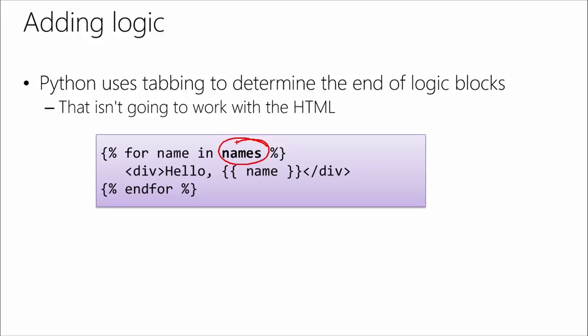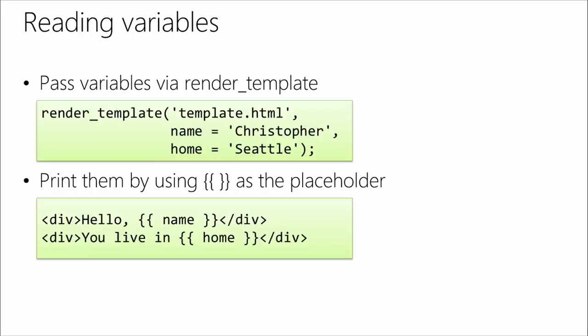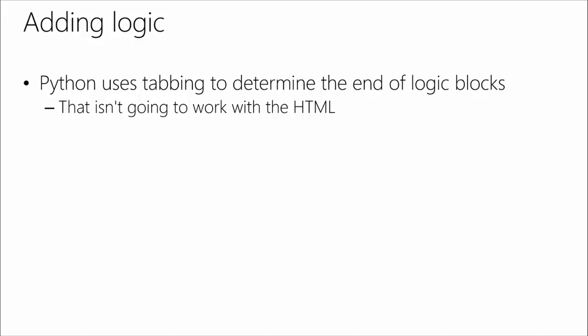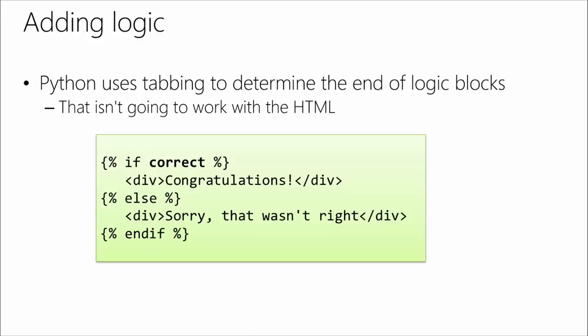Now, I also want to highlight the little correct there and my little names here, and those in my case are simulating parameters that would be passed in again by using that little render template. So if you gave me a collection of names to display, then I could display all of those. And if you gave me a Boolean value, then I can react to that.